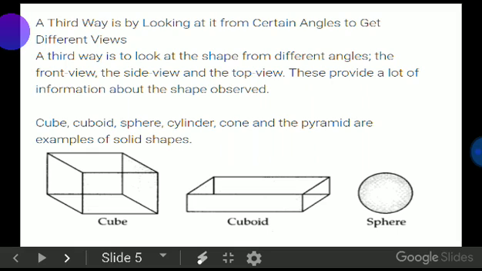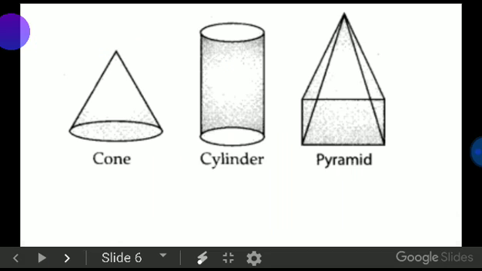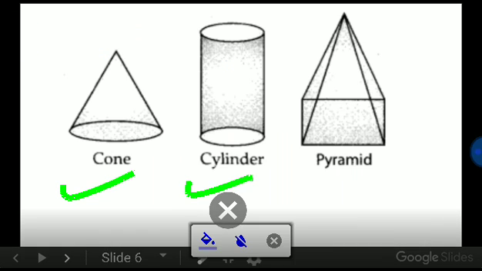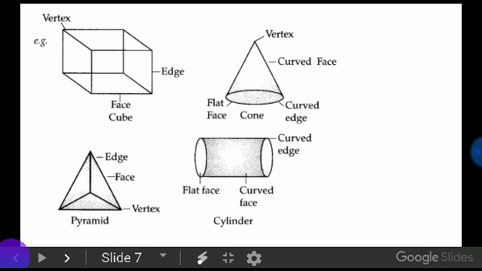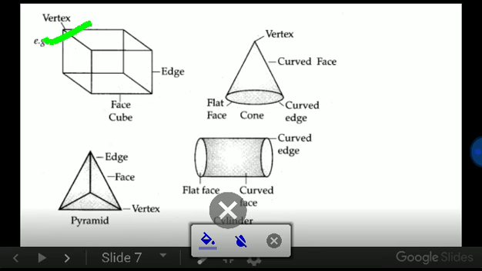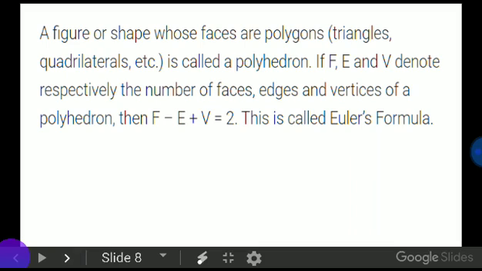Now cuboid, sphere, cylinder, cone and pyramid are examples of solid shapes. Over here you can see this is a cone, cylinder, pyramid. Now in the cube, what we can see is a vertex over here. This is a face, and these are edges, that means sides. Similarly, you can also find out how many edges, faces and vertices there are in the different solid shapes.